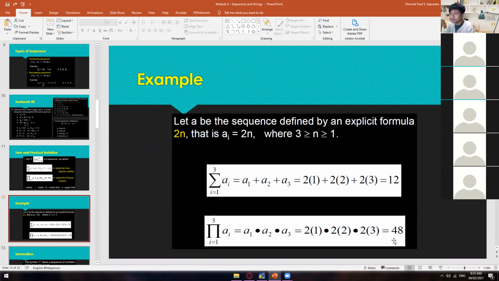So when it comes to summation and then geometric, the first thing that you need to know is the given formula. So what is this a sub I? Or what is this I? Sometimes this is only I. And the next one here is what is the range? What is the starting point, and then what is the limit? So lower limit and then the upper limit.